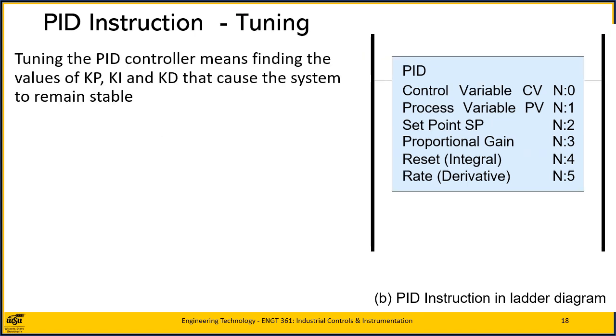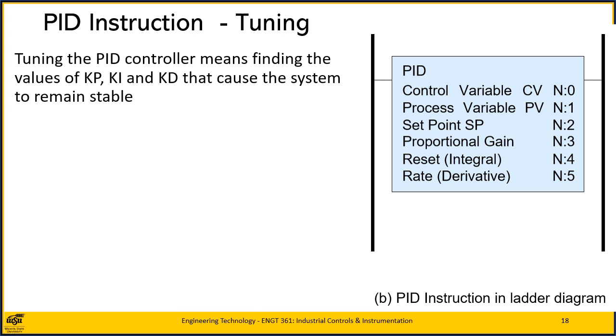Tuning the PID controller means finding the values of Kp, Ki, and Kd that cause the system to remain stable, respond quickly to disturbances without excessive overshoot, and have a minimum steady-state error. The method of tuning suggested by Adam Bradley is similar to the continuous cycle method discussed in Module J. This method is as follows.